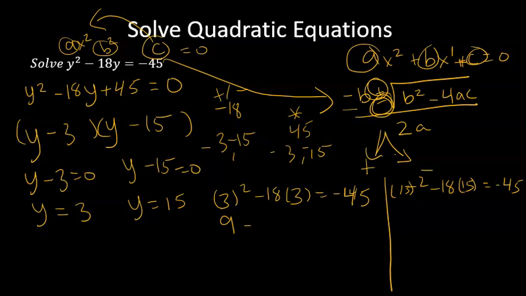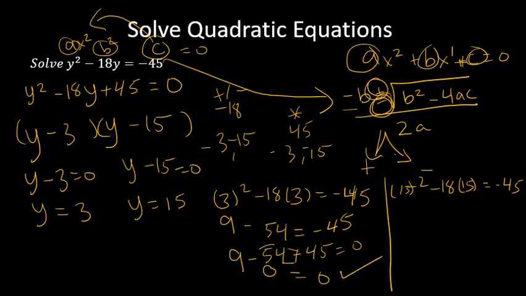-18 times 3, that's going to be 54, equals -45, right? And then, let's see, that's 9. Oh, and I got to bring it over. 45 plus 45 equals 0. That's going to give me 0 equals 0. 45, 9. Yeah, it's 0 equals 0.